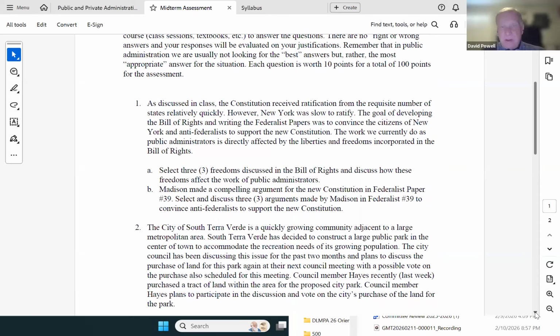So the first scenario is not really as much of a scenario as it is more just a description. So as discussed in class, the Constitution received ratification from the requisite number of states relatively quickly. However, New York was slow to ratify. The goal of developing the Bill of Rights and writing the Federalist Papers was to convince the citizens of New York and anti-federalists to support the new Constitution. The work we currently do as public administrators is directly affected by the liberties and freedoms incorporated into the Bill of Rights.